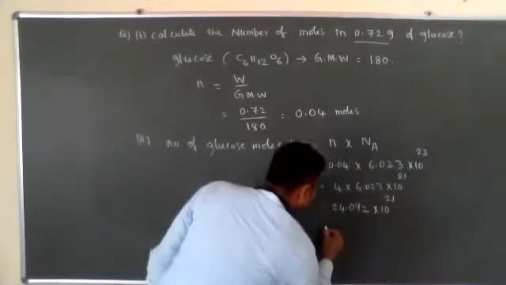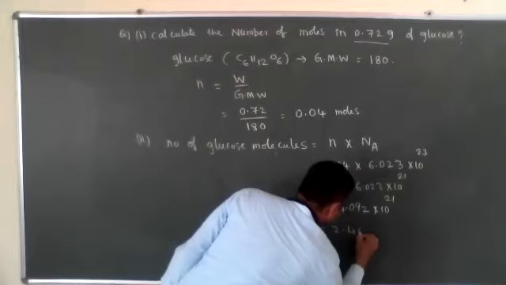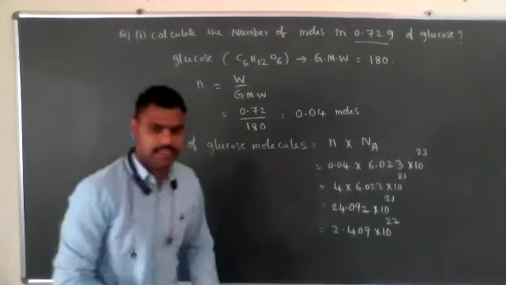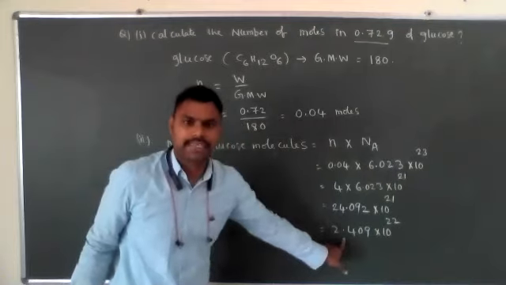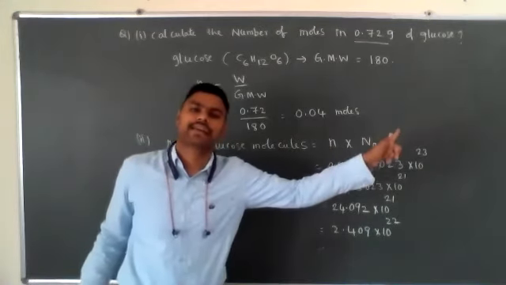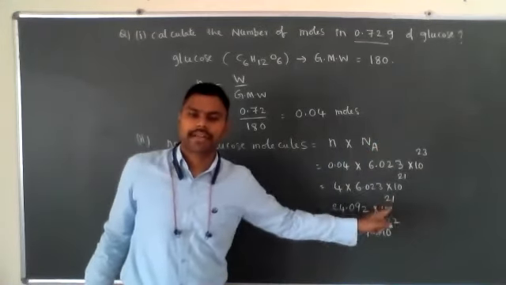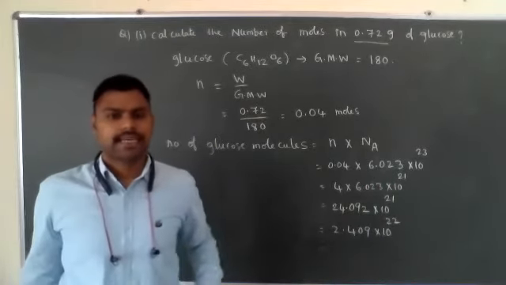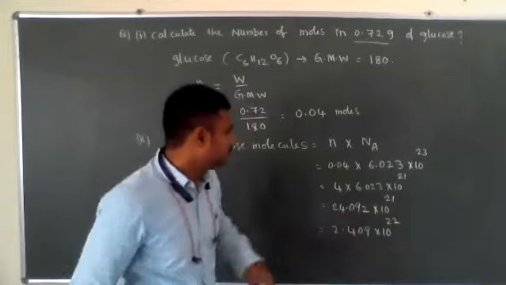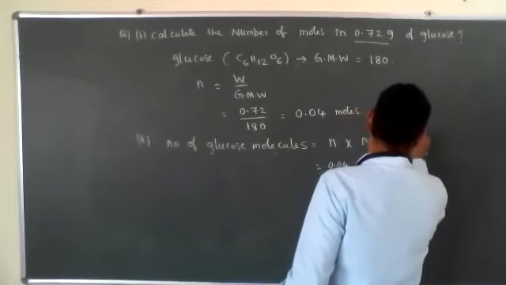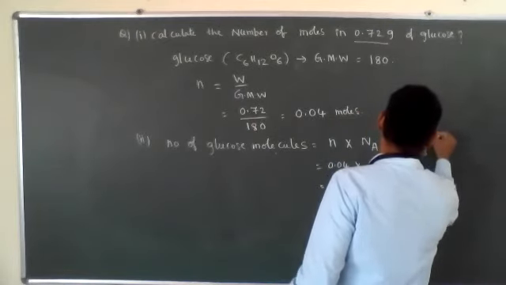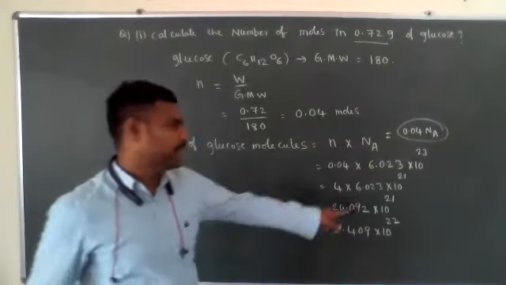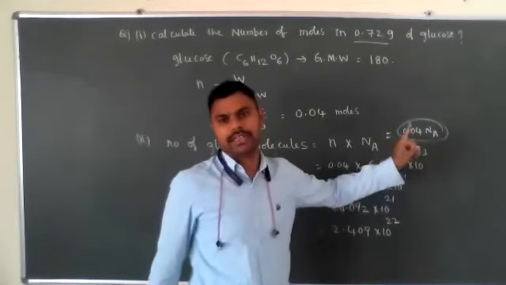24.09 into 10 to the power of 21 is also written as 2.409 into 10 to the power of 22. It is called scientific notation: some number N into 10 to the power of small n. That is known as scientific notation. Otherwise we can simply call this 0.04 Na, and we can leave it there because Na means 6.023 into 10 to the power of 23 molecules.